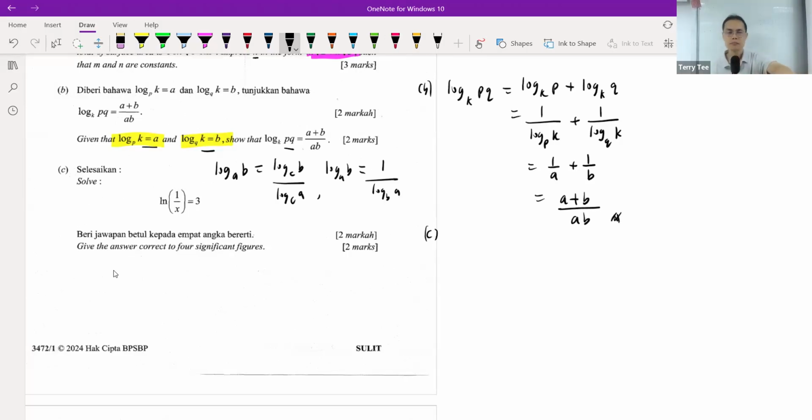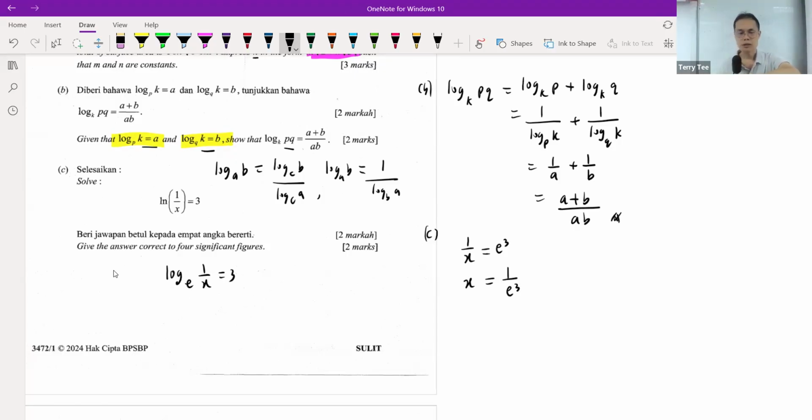All right, now next we're supposed to solve this logarithmic equation, part C. This involves exponentials. I hope you know that ln simply means log base e. So you change from logarithm form to index form: 1 over x is e to the power 3. I'm going to invert, because I'm finding x. x equals 1 over e to the power 3, or you can write e to the power negative 3.